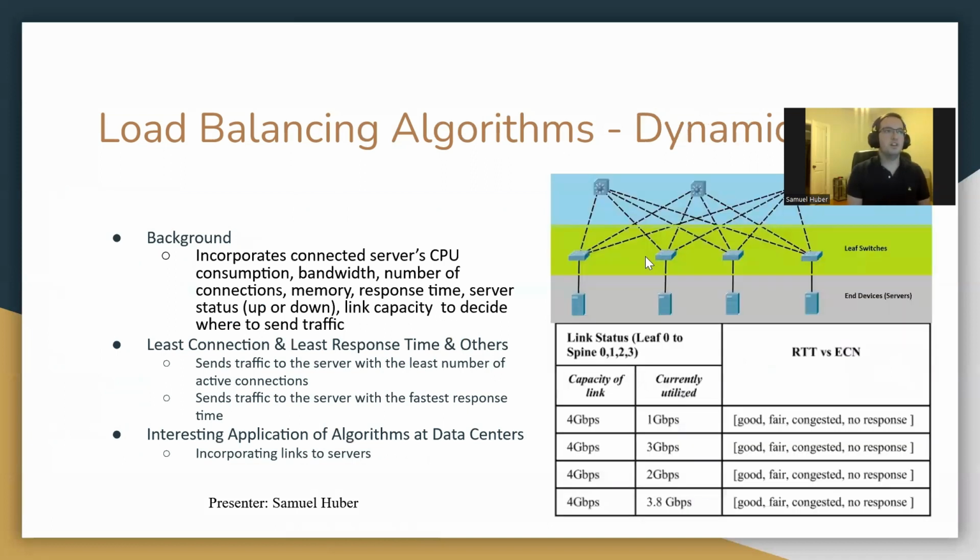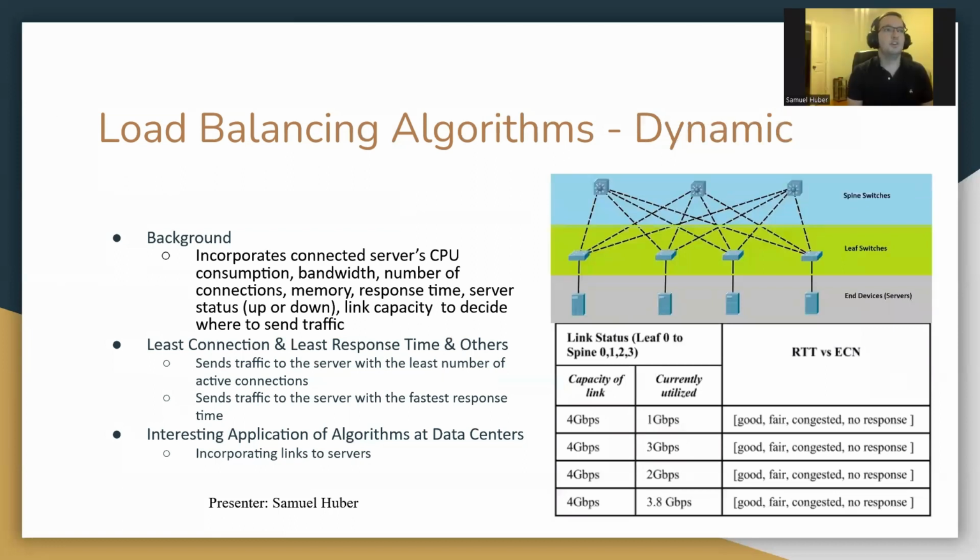Dynamic algorithms, on the other hand, involve information from the servers and the links connecting those servers to the load balancer to help determine where to send traffic. This means they incorporate the connected servers' CPU consumption, bandwidth, number of connections, memory, response time, server status, whether it's up or down, and the capacity of links to decide where to actually send traffic.